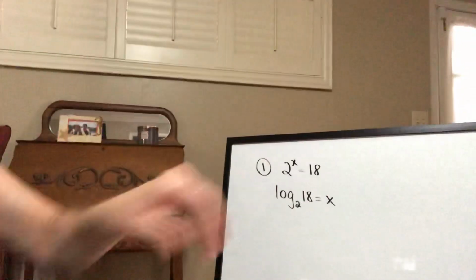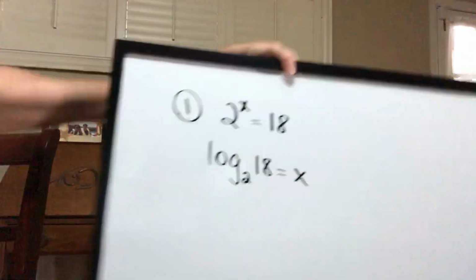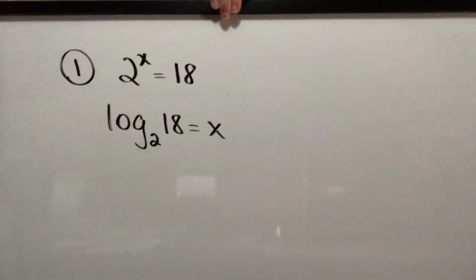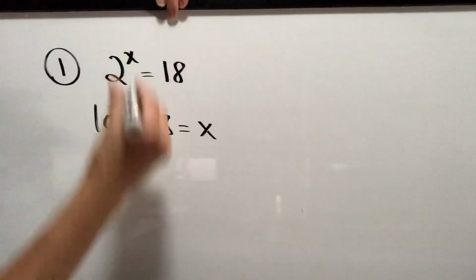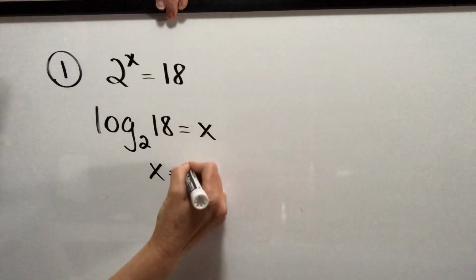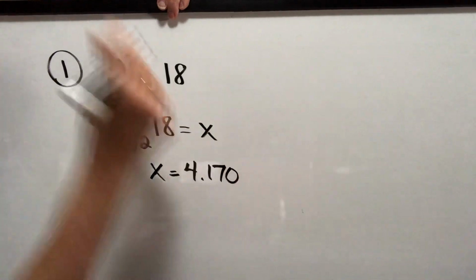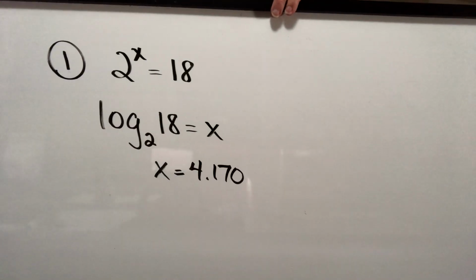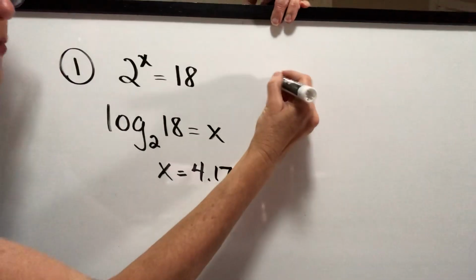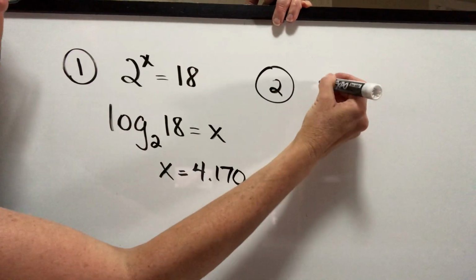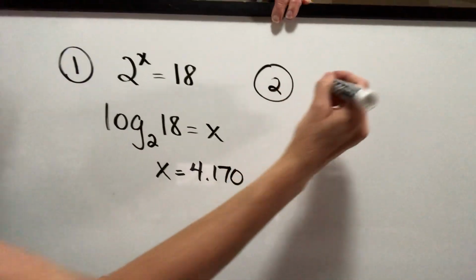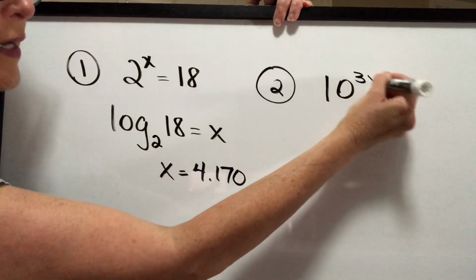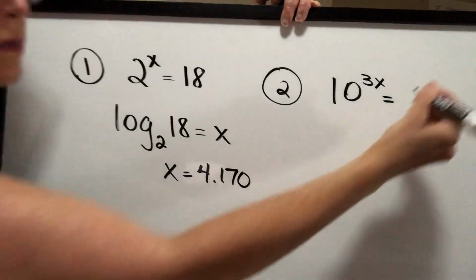Okay, so then back to the drawing board. I'm just going to jot down that answer real quick. To the thousands place, x would be 4.170. Okay, so number 1 was pretty simple and it's done. Number 2 will be pretty easy as well. This one is 10 raised to the 3x power equals 77.